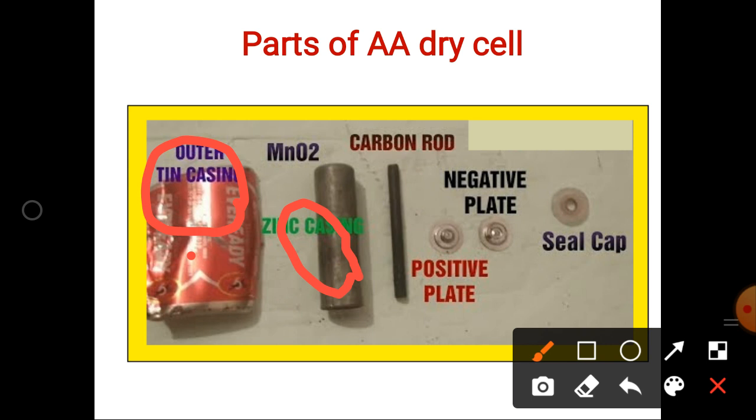Inside the zinc casing we normally have the manganese dioxide electrolyte powder, and inside that, in the porous part, we place the carbon rod, the positive terminal and negative terminal, and also the seal cap. These are all the parts we can view if we open the dry cell or battery.